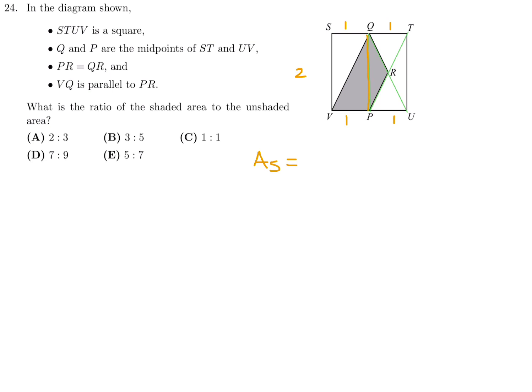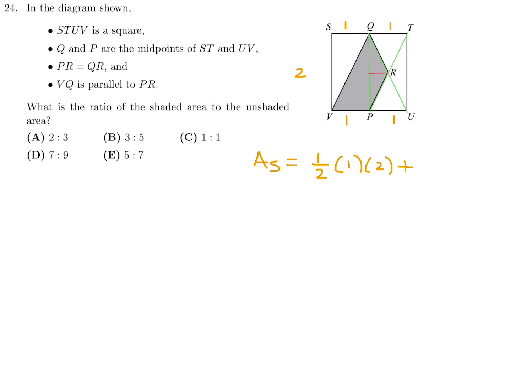So I can easily figure out this area of VPQ. So VPQ, 1/2 base times height. The base is 1, the height is 2. And then I have to add this triangle right here. And in particular, the only part that I need to calculate is that distance right there. That's going to represent my height.